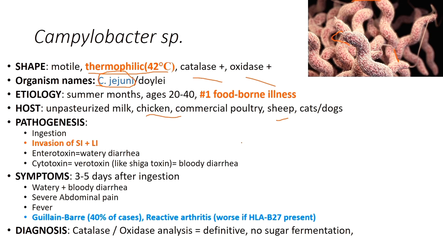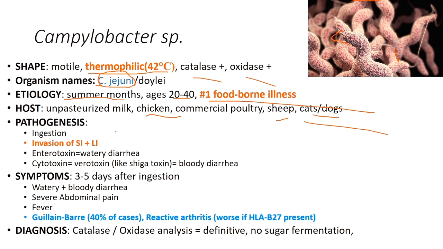So it occurs in summer months, usually in normal aged, adult patients. And this is the number one foodborne illness. Someone drank unpasteurized milk, ate some chicken, you know, poultry, turkey, sheep, or anything like that. That's where you're going to get your Campylobacter. Also, you can get it from your sick cats and dogs. So if their pet was recently ill, be thinking of Campylobacter.